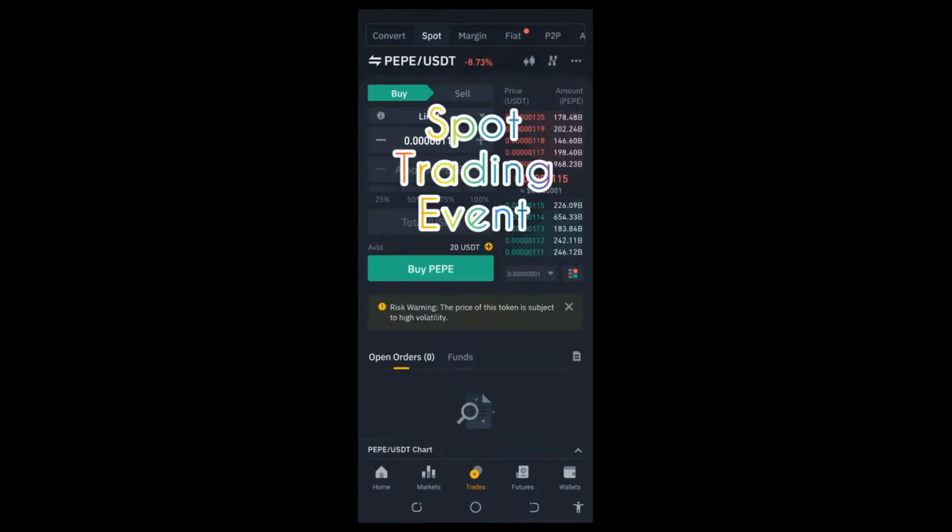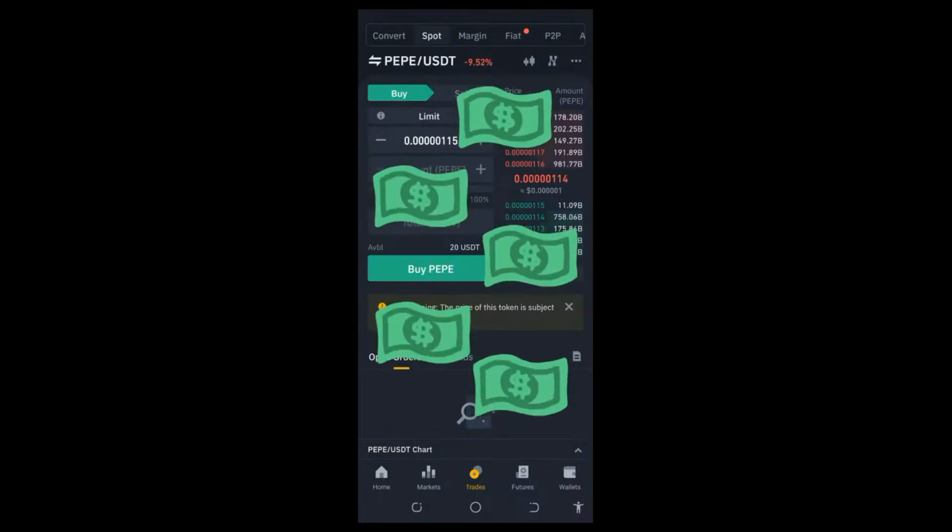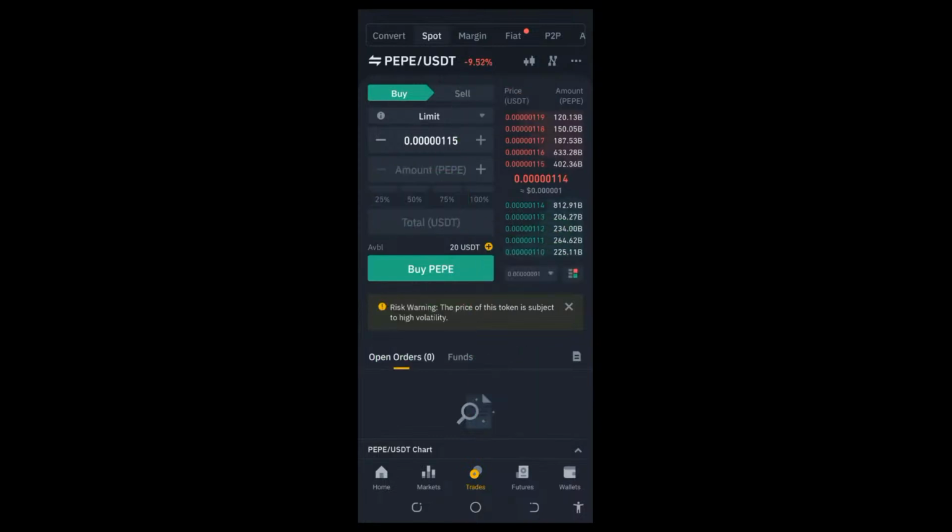In this spot trading event, we want to check out this new kid on the block called Pepe/USDT to see what it's got to offer us. Now, welcome to Income Strategies, the place where you learn the skills to make money, to multiply your money, and to manage your money. So what do we have here?